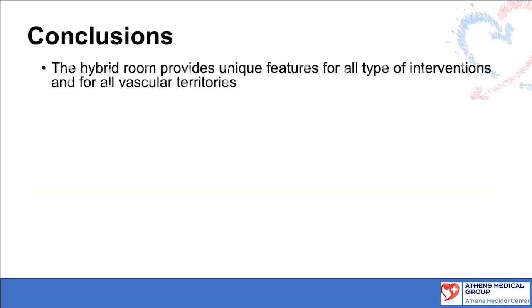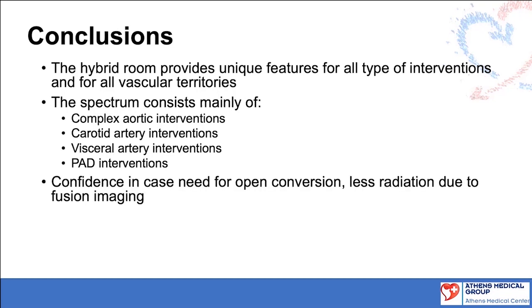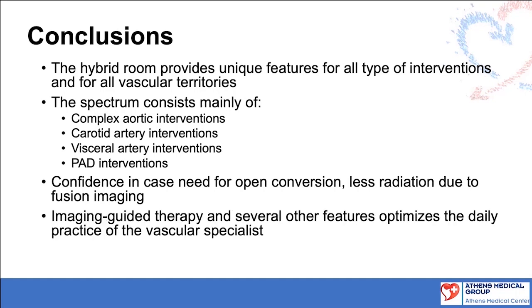So in conclusion, ladies and gentlemen, the hybrid room provides unique features for all types of interventions and for all vascular territories. The spectrum consists mainly of complex aortic interventions, carotid artery interventions, visceral artery disease, and PAD interventions. Confidence in case of need for open conversions is really clear. We have less radiation, and this was proven in several papers, due to fusion imaging.